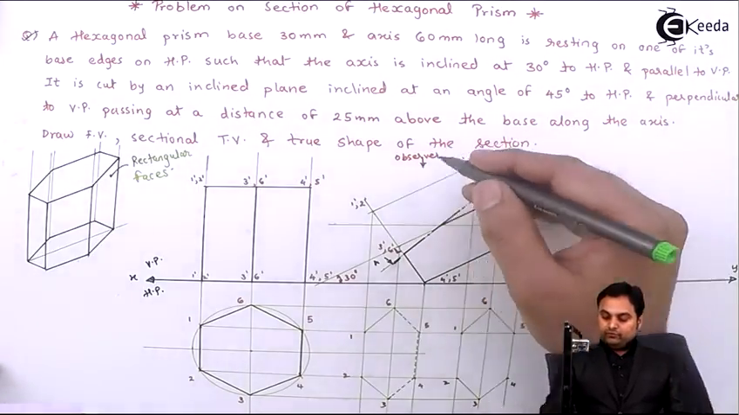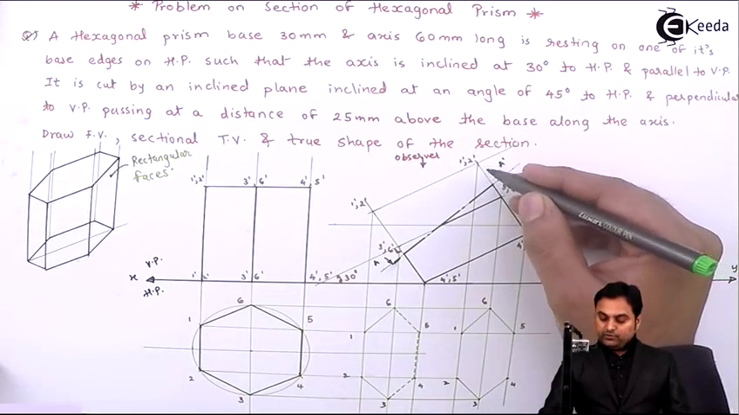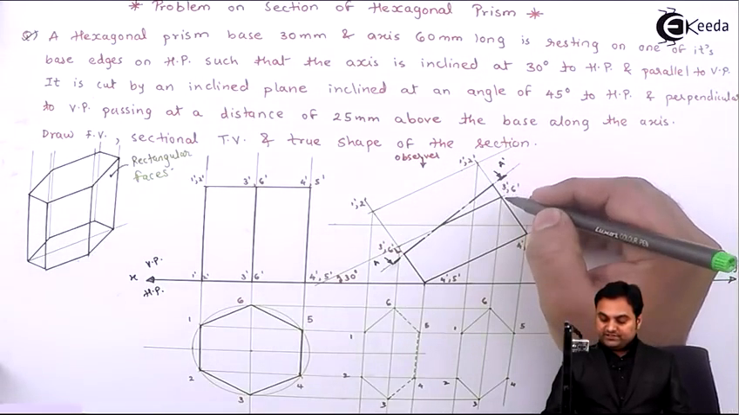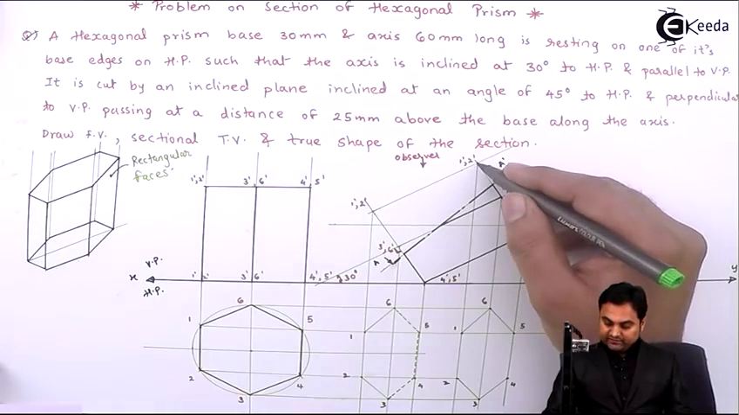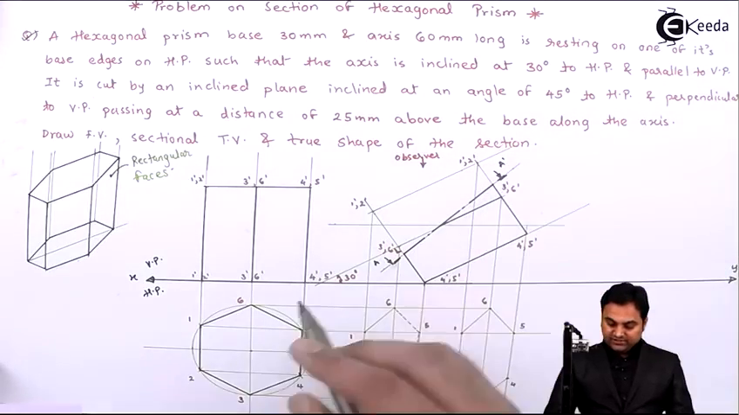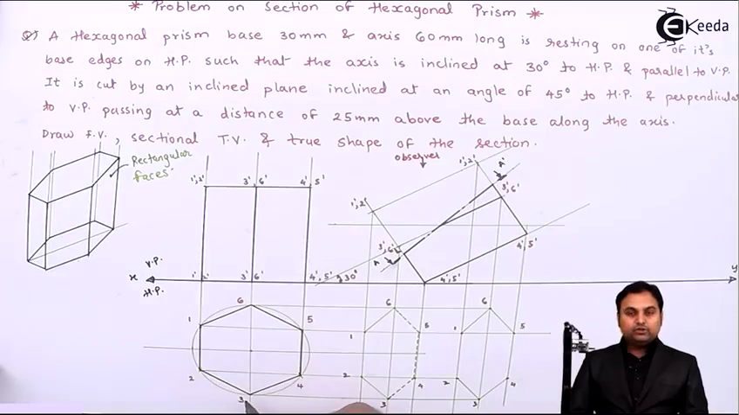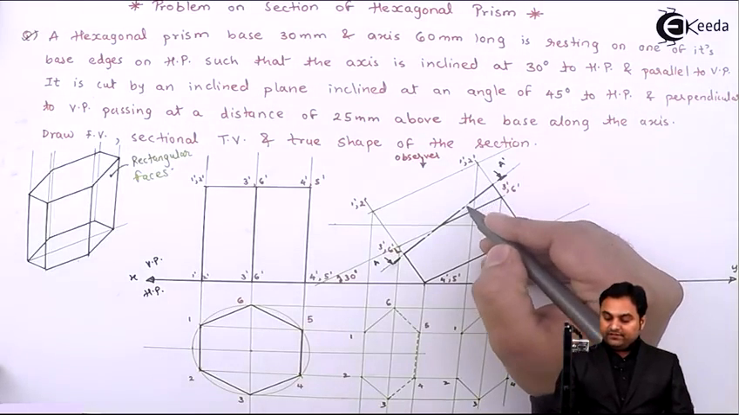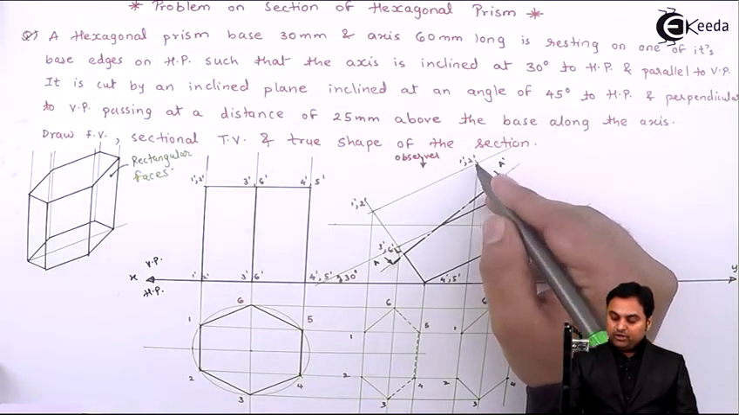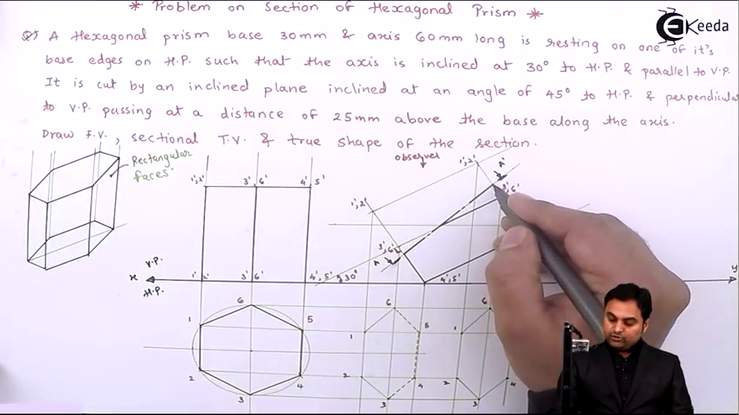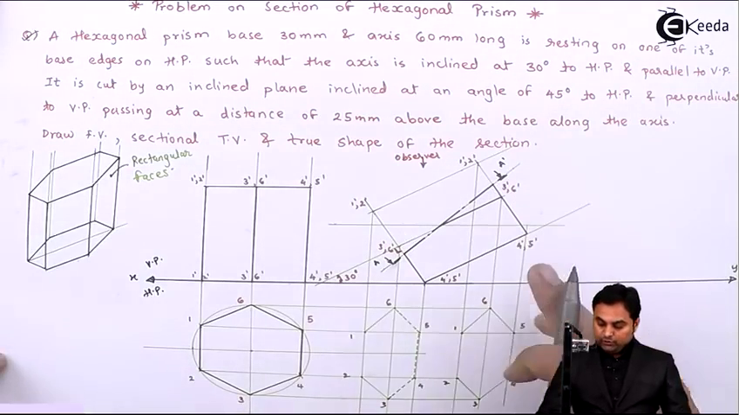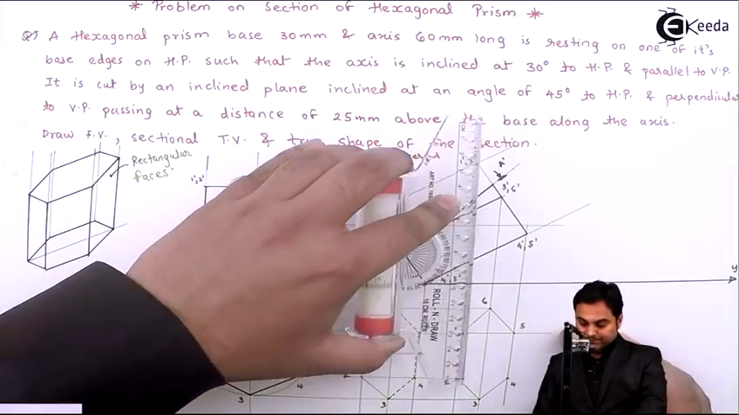When I am looking from top, this is the point which is cutting the two edges, we can say 1 dash 6 dash and 2 dash 3 dash, like it is 1 and 6 and 2 and 3. It means that this cutting plane is cutting both the edges at the same location. So here we are going to get 2 points. Those 2 points I am going to project here.